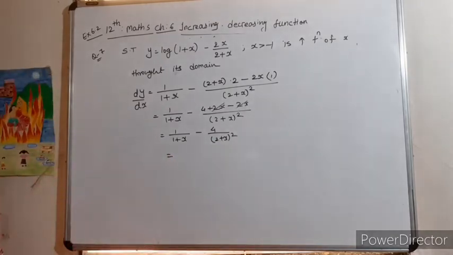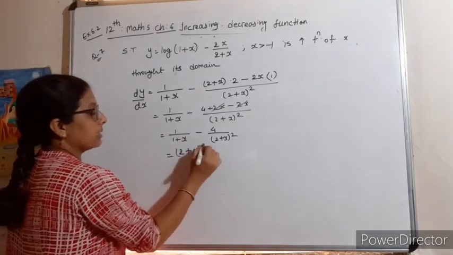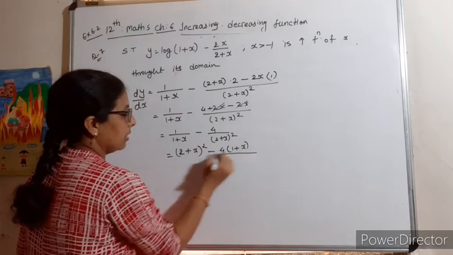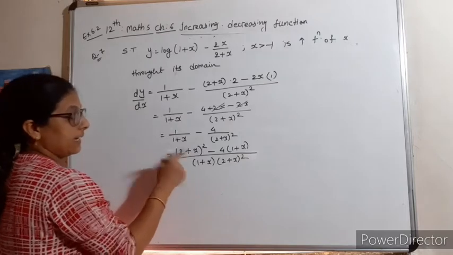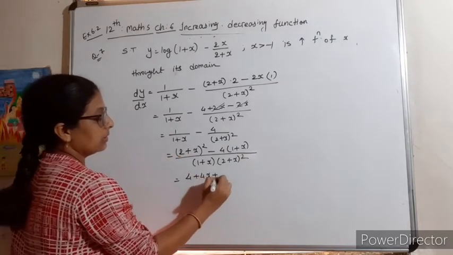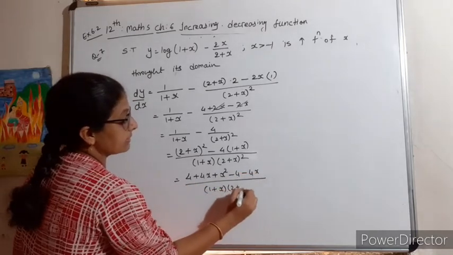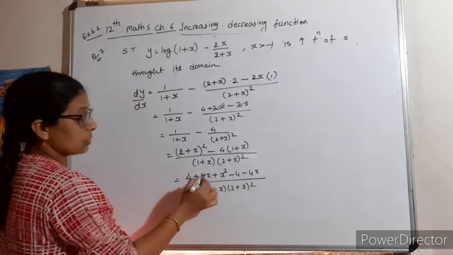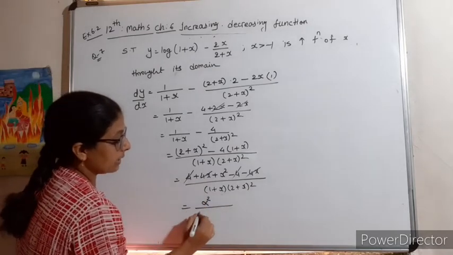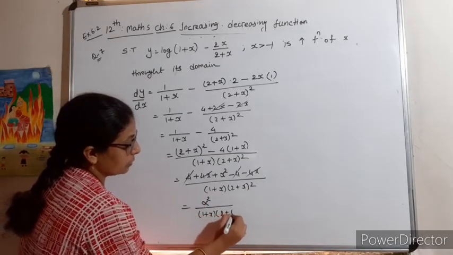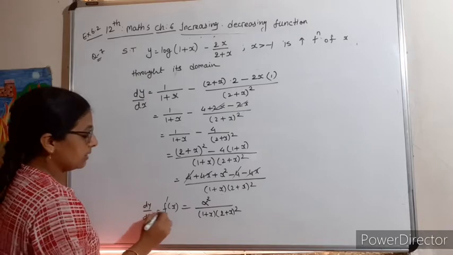Now take LCM and simplify. Again if we simplify, here it is 2 plus x whole square upon 1 plus x, 2 plus x whole square. Expand the square. Denominator remains as it is. So plus 4x minus 4x, x minus 4 plus 4 cut. So the remaining x square upon 1 plus x, 2 plus x whole square. This is our f dash x, or you can say dy by dx.